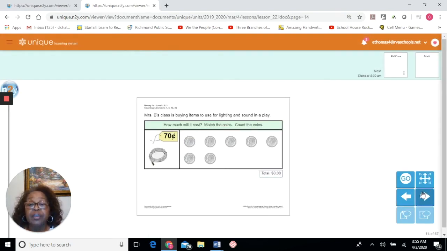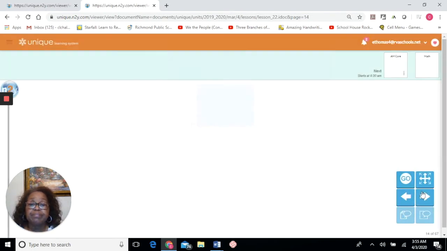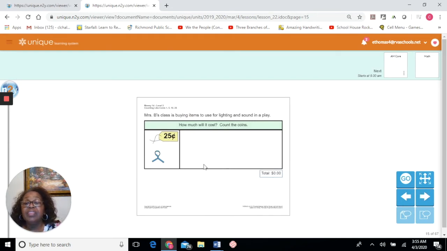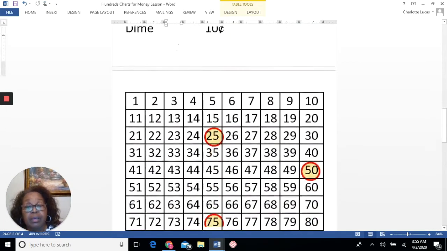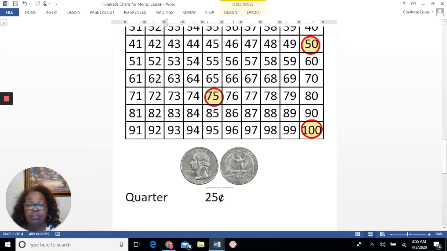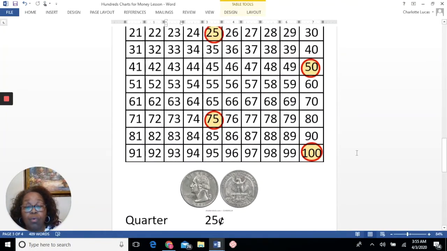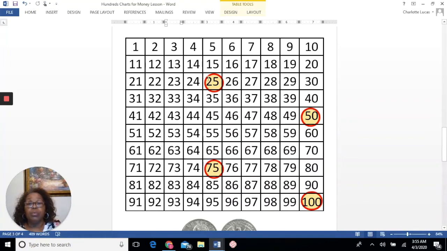Mrs. B's class is buying items to use for lighting and sound in a play. How much will it cost? Count the coins. This time the value is 25 cents. Well, if we want to use the value 25, we have a coin that will satisfy that. If we use our chart, we can see that 25 cents is the value of a quarter. So, in order to solve that problem, we will only need one coin. That would be the easiest way to do it. Let's give it a try.